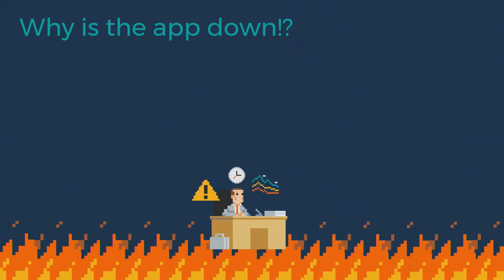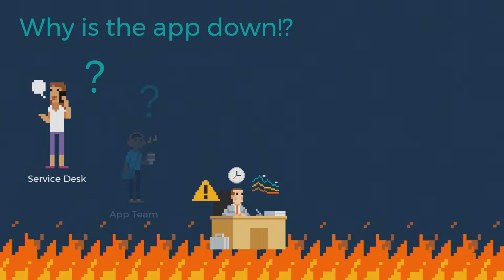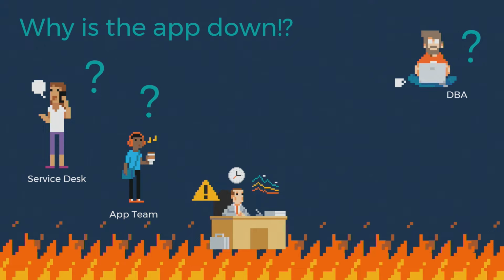Typically, when you do have an application go down, it's the service desk that first hears about it from the end users. They might escalate it to the app team, who may have made some changes or maybe not. So often it comes across to the DBA sitting in the background there. Fundamentally, the database is behind many applications, and that's where the issues can lie.